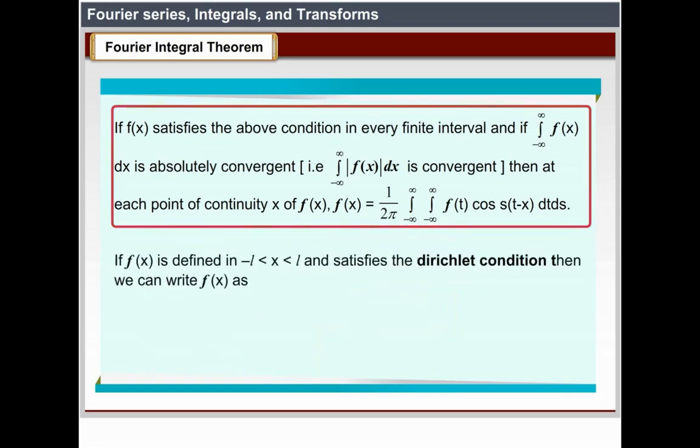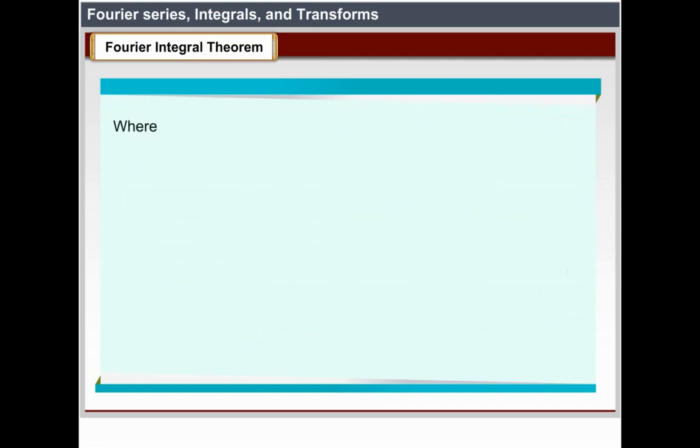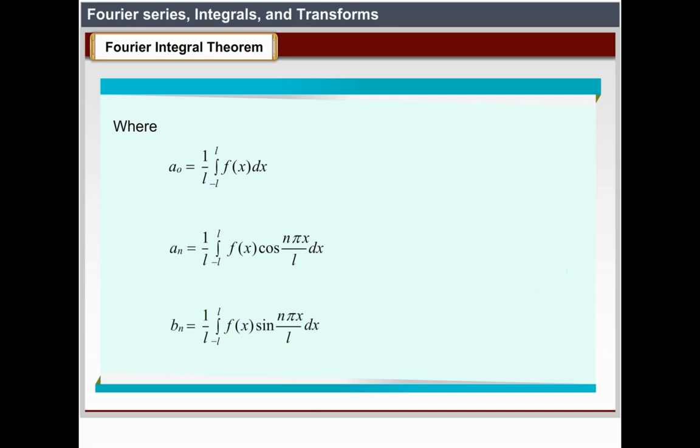If f(x) is defined in minus L less than x less than L and satisfies the Dirichlet condition, then we can write f(x) equal to a0 by 2 plus summation n equal to 1 to infinity of an cos(n pi x by L) plus bn sin(n pi x by L), called equation number 1, where a0 equal to 1 by L integral from minus L to L f(x) dx, an equal to 1 by L integral from minus L to L f(x) cos(n pi x by L) dx, bn equal to 1 by L integral from minus L to L f(x) sin(n pi x by L) dx.